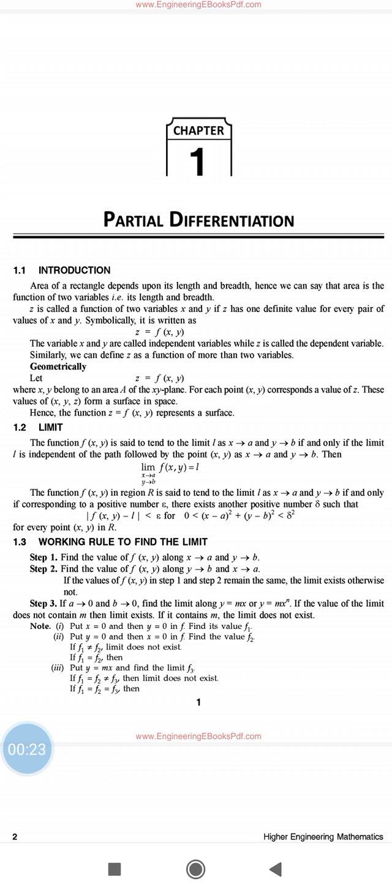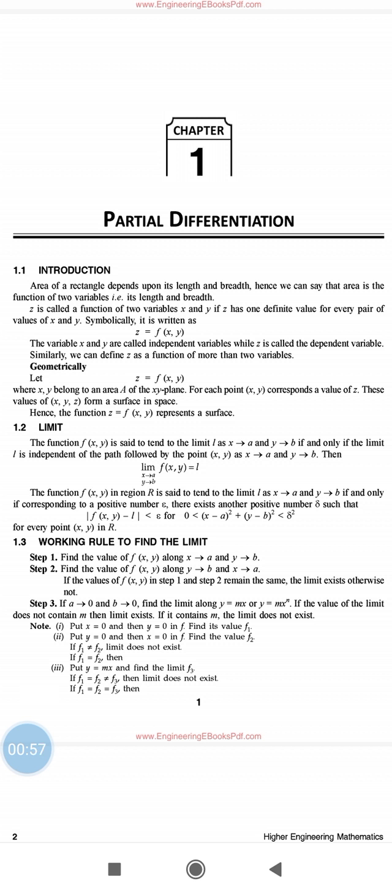Z is called a function of two variables x and y if z has one definite value for every pair of values of x and y, that is z equal to f of x, y. The variables x and y are said to be independent variables, that is, they are free to vary, and z is called the dependent variable, that depends upon the values of the variables x and y. That is the definition for a function of two variables.